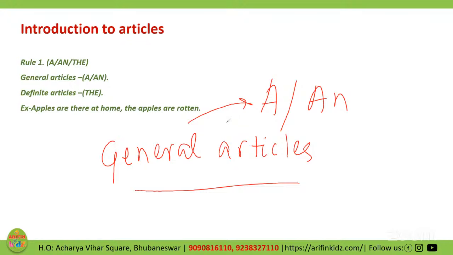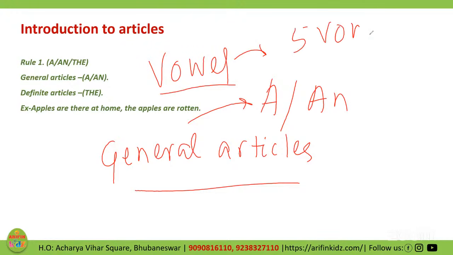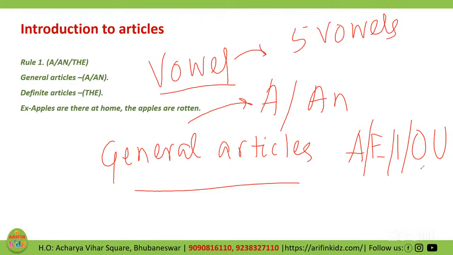Now, there is one simple rule to identify where to use a and where to use an. The rule is very simple. Vowels: we have five vowels. What are those? A, E, I, O, U. Now, here's the catch. A lot of students put an in front of the words which carry vowels, but that is wrong.